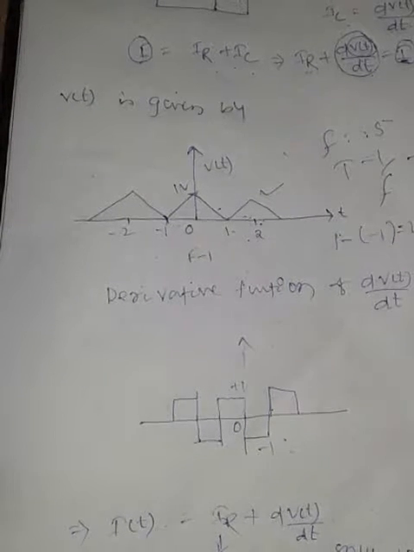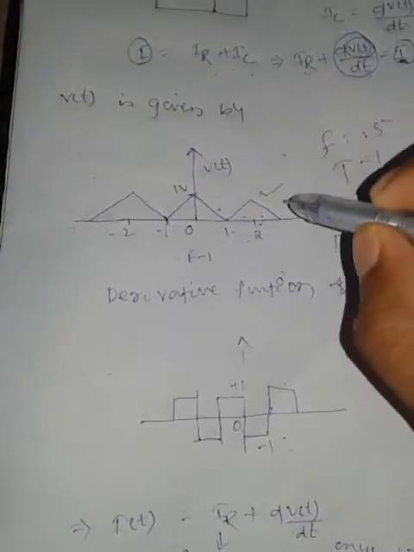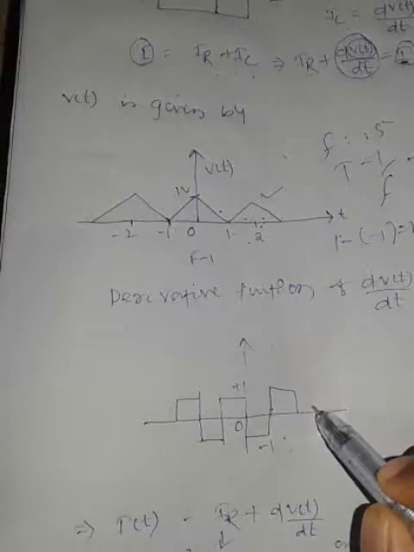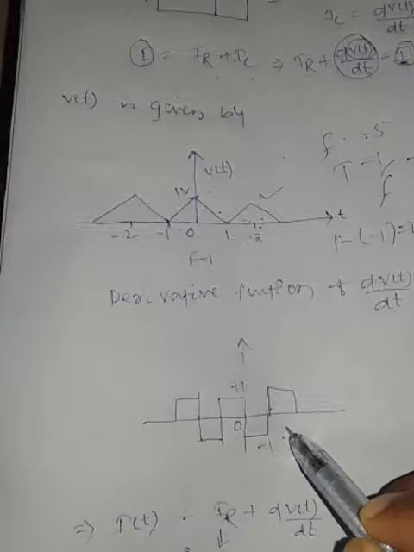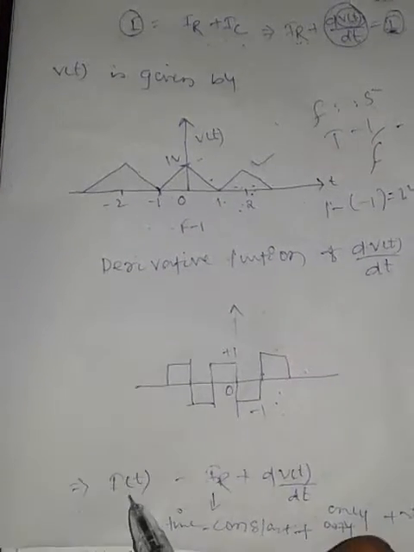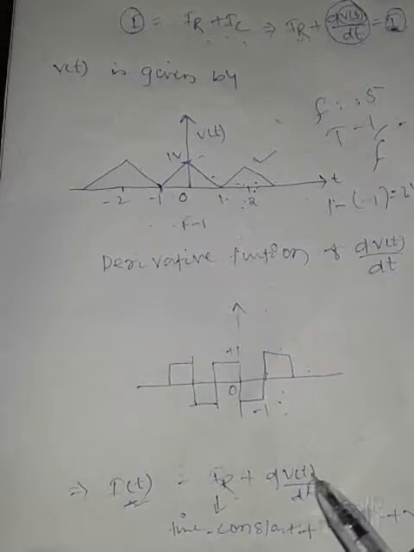So just remember for this purpose, the derivative of a triangular wave will be a square wave. When we differentiate a triangular wave, it will become a square wave. So V of t is this one. When we differentiate this V of t, we are getting a square wave. So here we are getting I of t, the total current, which is equal to I R plus dV of t by dt.